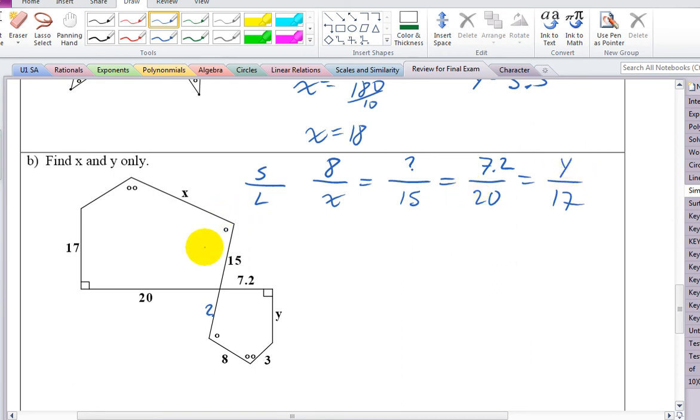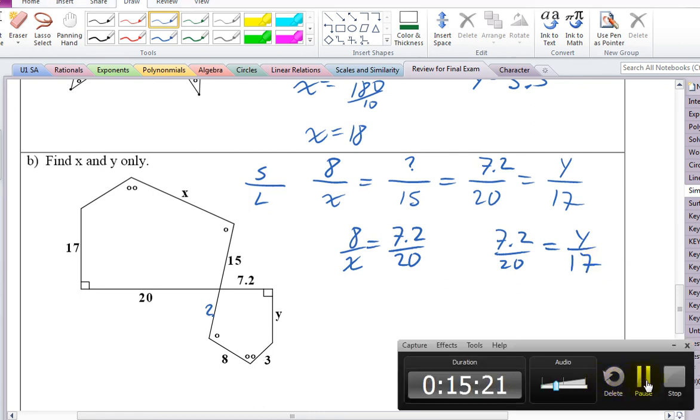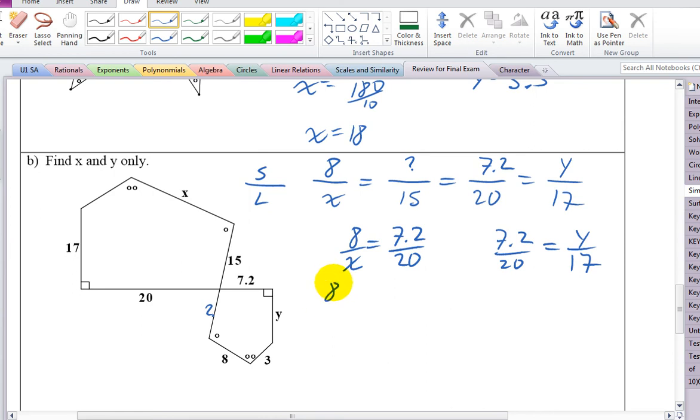So look at the angles to help you set it up properly. The sides have to match with the same angles. So this one we're just going to ignore, this question mark over 15. It's kind of useless to us. And so we're going to set this 8 over x fraction equal to 7.2, and that fraction also equals y over 17. Okay, solve for x and y. Go.